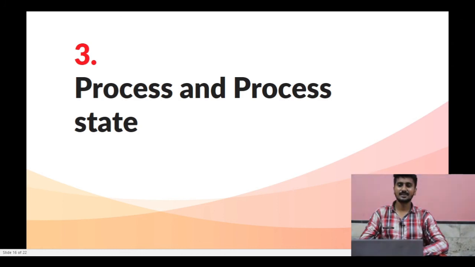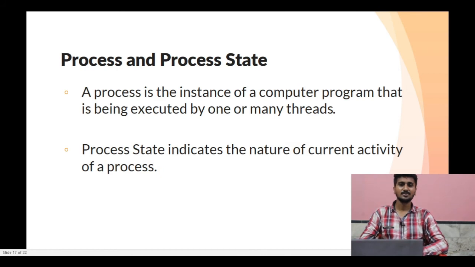Now I will discuss process and process state. What is a process? A process is the instance of a computer program that is being executed by one or more threads. If I am giving any task to an operating system, that task will be passed to the CPU and the task will be processed. And what is process state? Process state indicates the nature of the current activity of a process. Means in which condition our process is right now, that is the process state.